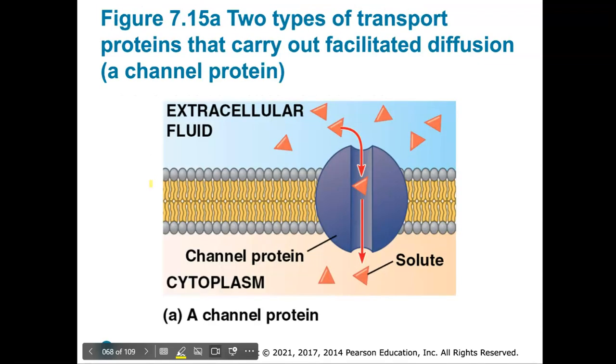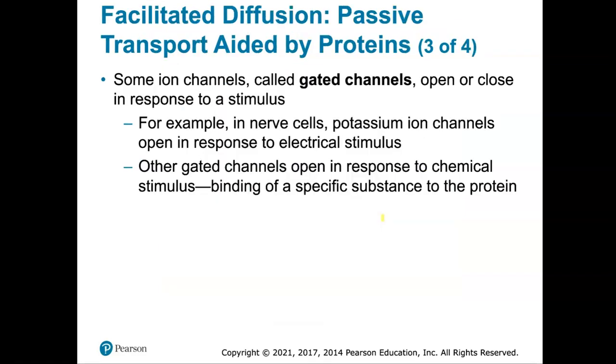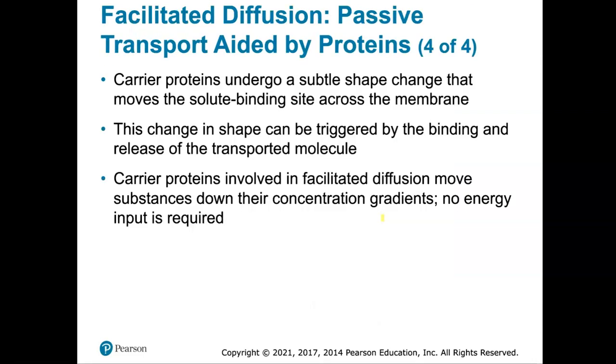Here's a picture of a channel protein. Again, it's carrying out facilitated diffusion through the channel protein. This substance, this orange triangular shaped substance, is the solute, and it is moving from its high to its low concentration through that channel protein. So it doesn't require energy. It's a passive process. But some channels do have gates. Some ion channels have gates, and those gates keep the channel closed unless a chemical binds to the gate to open it, or there's a voltage change that opens that gate.